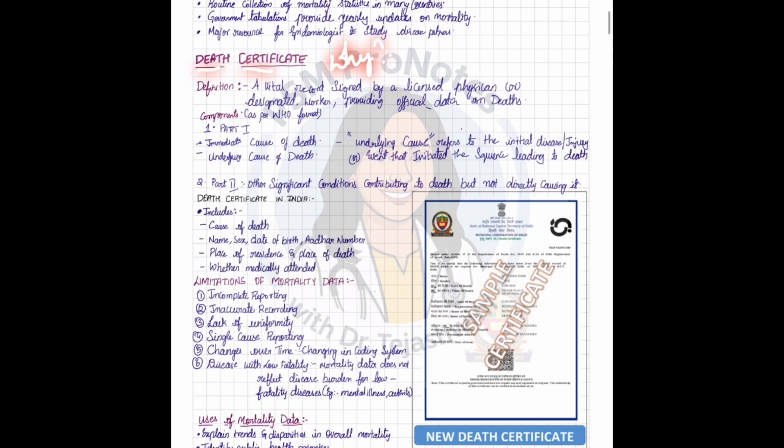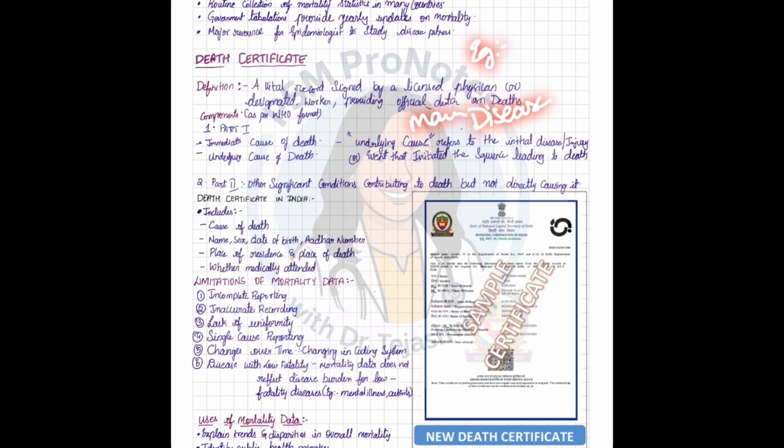What is a death certificate and why does it matter? Now let's talk about a key tool in mortality data collection, the death certificate. Think of it as an official document that doesn't just say someone has passed away, but explains why and how. According to the WHO, it's divided into two parts. Part 1 lists the immediate cause and the underlying cause of death. The underlying cause is the main disease or condition that started the chain of events leading to death.